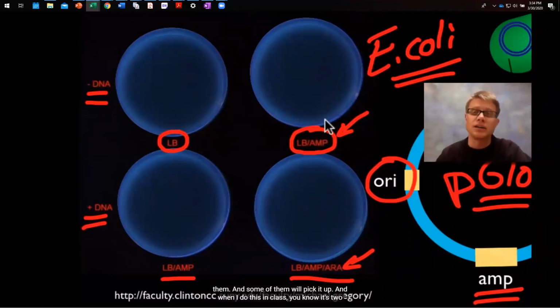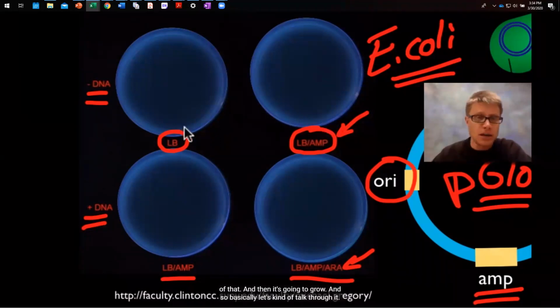When I do this in class, it's 2 or 3 groups out of 20 or 30 groups that will actually get it to transform. So there's a lot of chance to that. But if you get one bacteria to pick it up, you can get a colony of that, and it's going to grow. So let's talk through it. If bacteria doesn't pick up the DNA, what should it look like here? Well, we should have a lawn of bacteria.